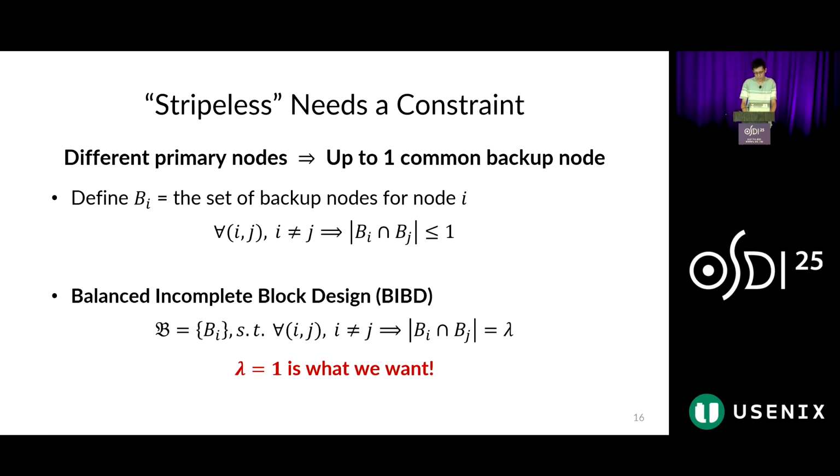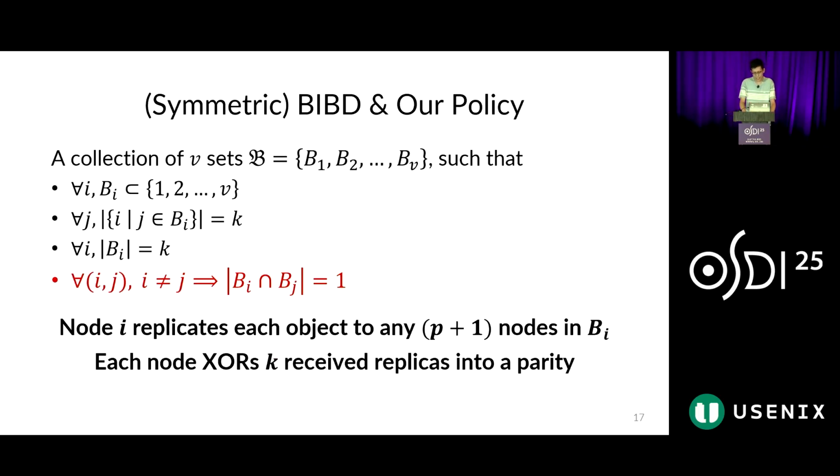A SBIBD with lambda equals 1 defines a collection of sets where the intersection size between any two sets is 1. This is what we want. Details about the SBIBD theory can be found in textbooks. Here, we skim over only the necessary parts.